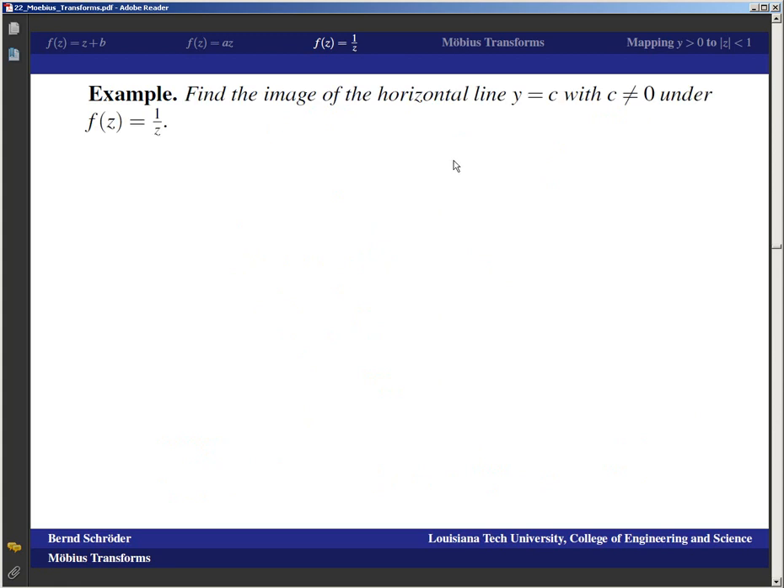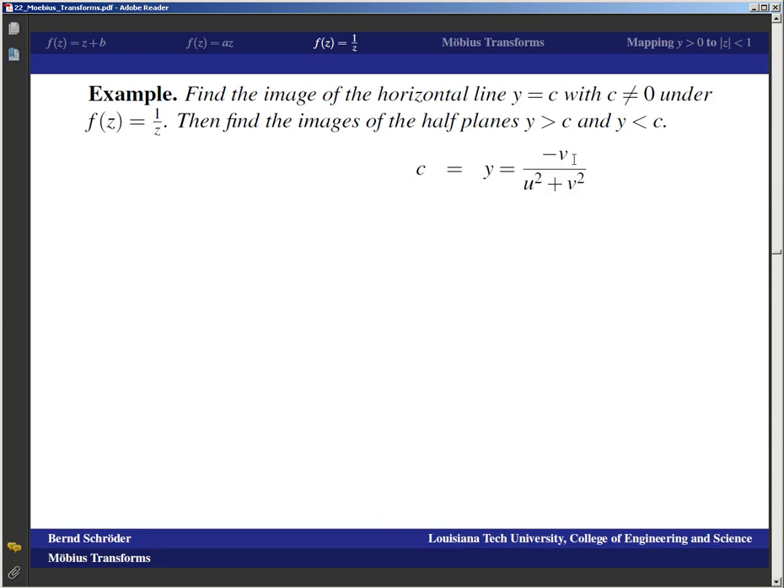Okay, we can also take a look at the image of the horizontal line y equals c with c not equal to 0. Here's where we then have to be a bit careful to make sure we handle the signs right. We also want to find the images of the half planes x greater than c, y greater than c, and y smaller than c. And again, it's just c equals y, which is negative v over u squared plus v squared.